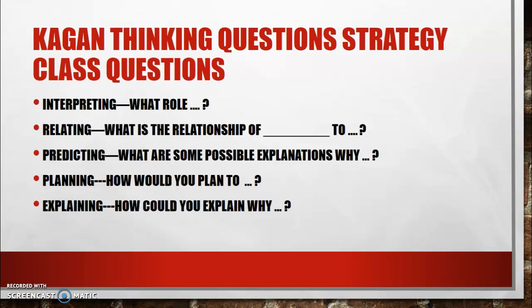So moving on, the class then engaged in class sharing of their information, and subsequently the Kagan thinking questions strategy, class questions. Per the class question strategy direction to assign each student a different type of thinking skill, I assigned the following: interpreting, relating, predicting, planning, and explaining. And here I just gave one example of a question that might come from that thinking question.